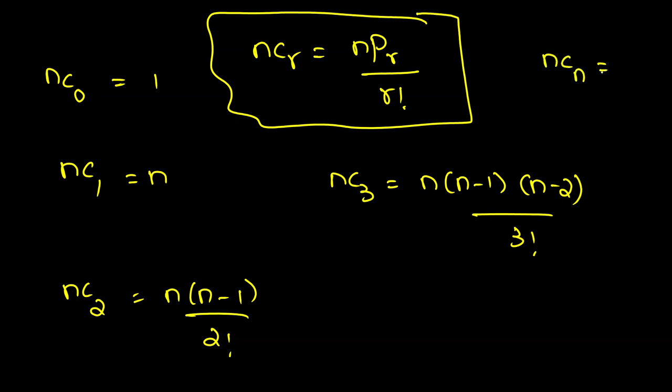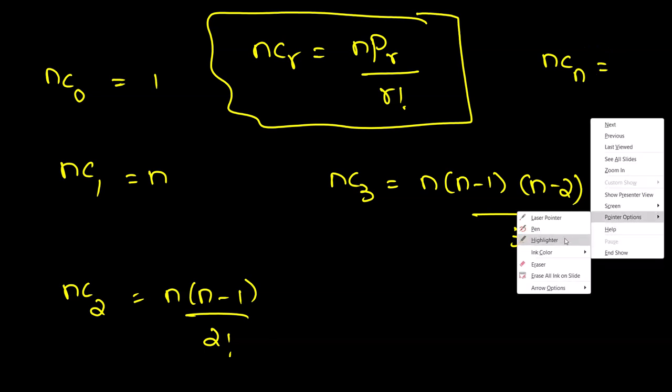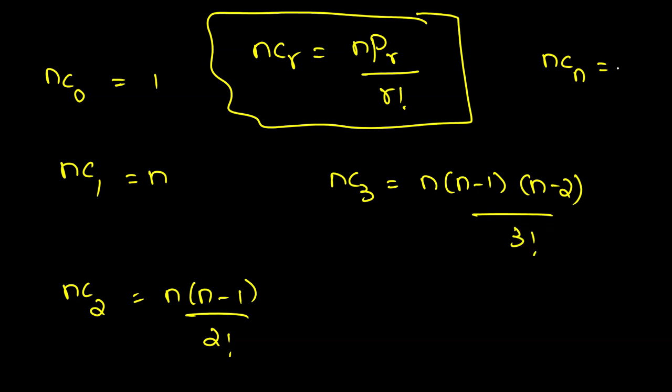What is NCN? NCN is 1. 10 people attended for interview, I'm selecting all the 10 people. It's only one way. 10 people came, I have to select all 10 people. It's only one way for me. There is no other chance. Whomsoever came, all 10 people I need to select. Meaning, practical meaning, you just try to understand.